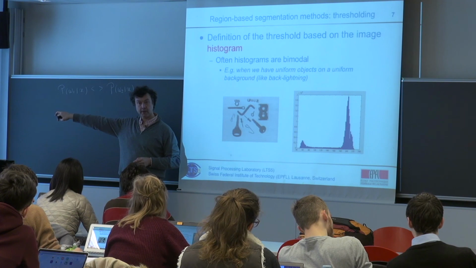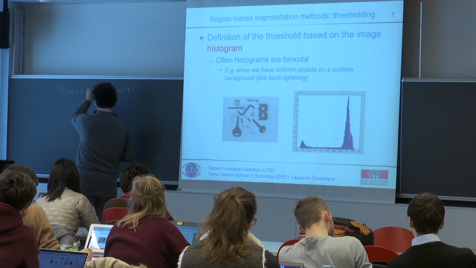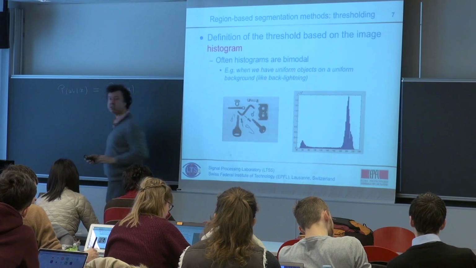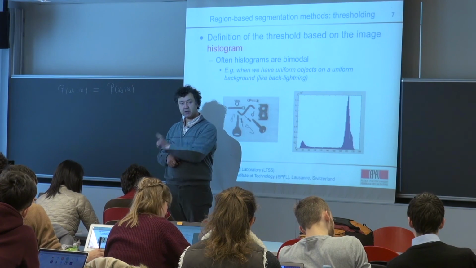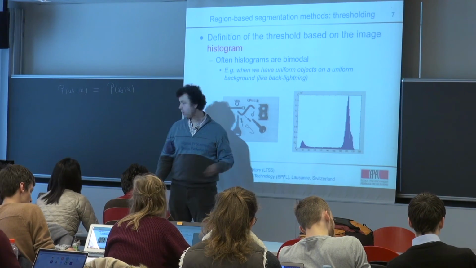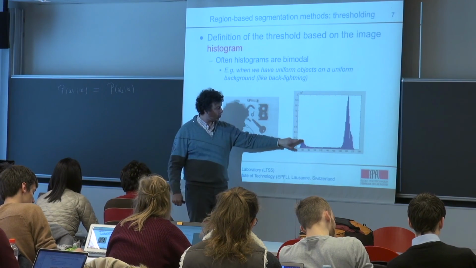Okay? So basically now, I want to find this threshold, which is the value of the gray level which makes those two probabilities equal. And I will do it first mathematically and then graphically. Now, what can we say about the shape of those curves?